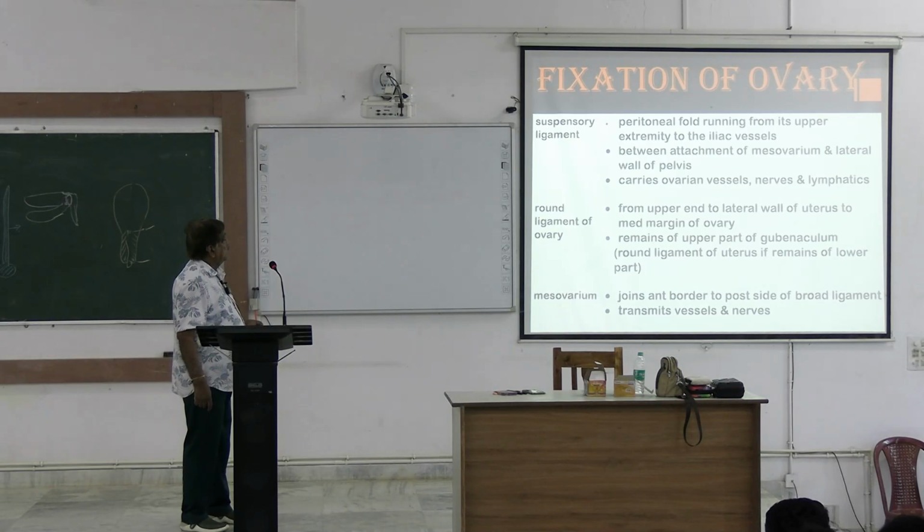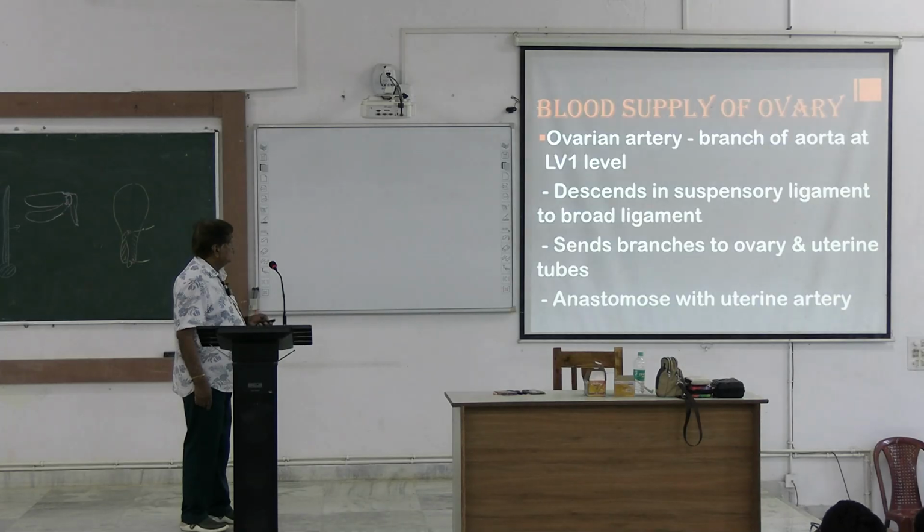Round ligament of the ovary runs from the upper end to the lateral wall of the uterus, at the medial margin of the ovary. It is the remains of the upper part of the gubernaculum, while the round ligament of the uterus remains the lower part. Meso-ovarium joins the anterior border to the posterior side of the broad ligament, and transmits vessels and nerves.